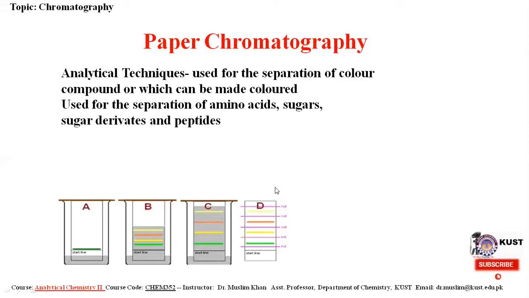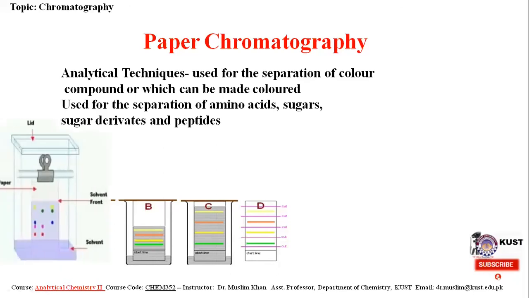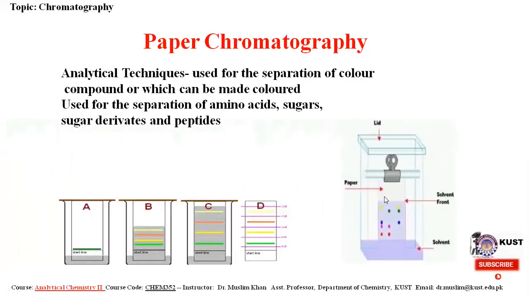Once you do this paper chromatography, you basically get this kind of chromatogram. This is a paper chromatogram. These different spots you see are different components of a mixture. When the mobile phase is going through the stationary phase, the different components are separated from each other. Then you analyze this chromatogram.